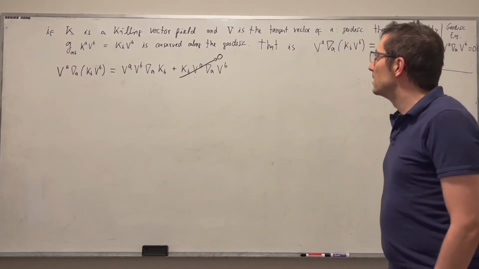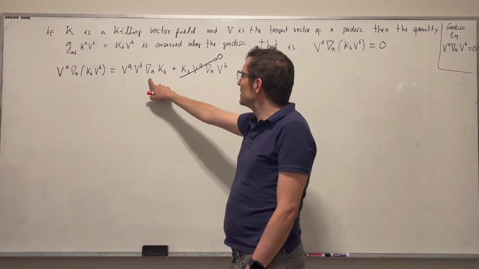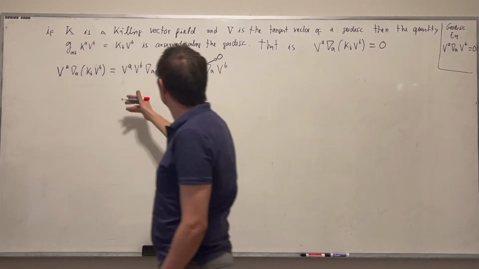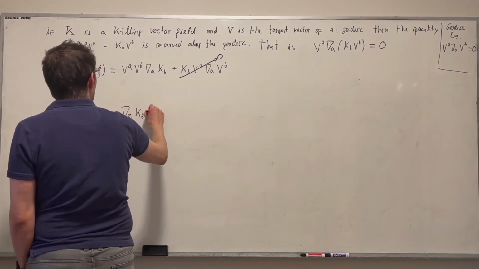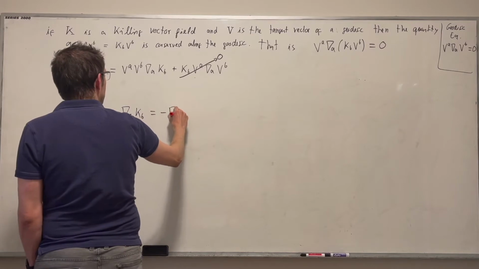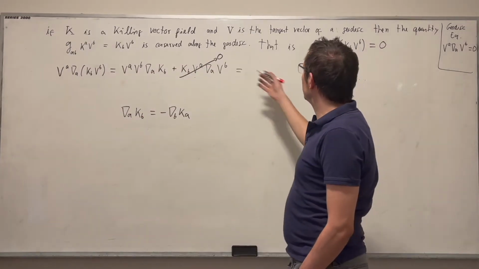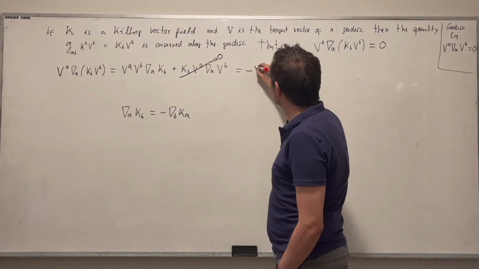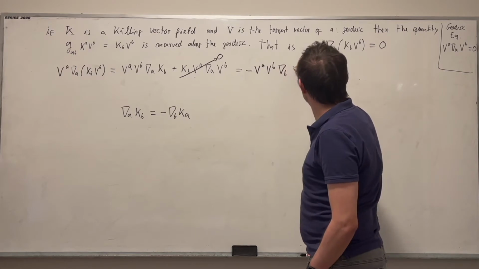All right, so then we're left with this one. But we also know that this has to satisfy the Killing equation. So let's just write the Killing equation again. The Killing equation tells me nabla_A K_B equals minus nabla_B K_A, right? So I can write the following. This is equal to minus V^A V^B nabla_B K_A.